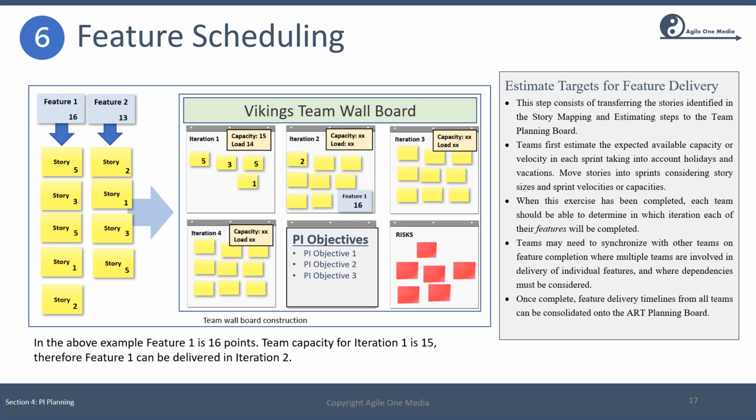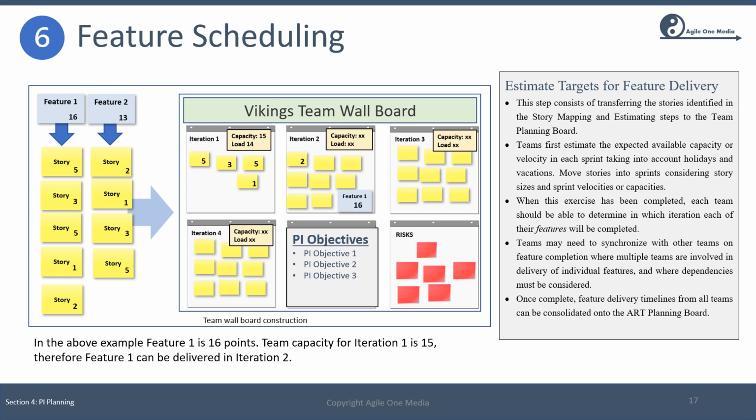And then once we have reconciled feature estimates with team velocities or capacity, the next step is to come up with a delivery schedule. The process here is to take each feature in order of rank and begin to allocate the stories for that feature into sprints.